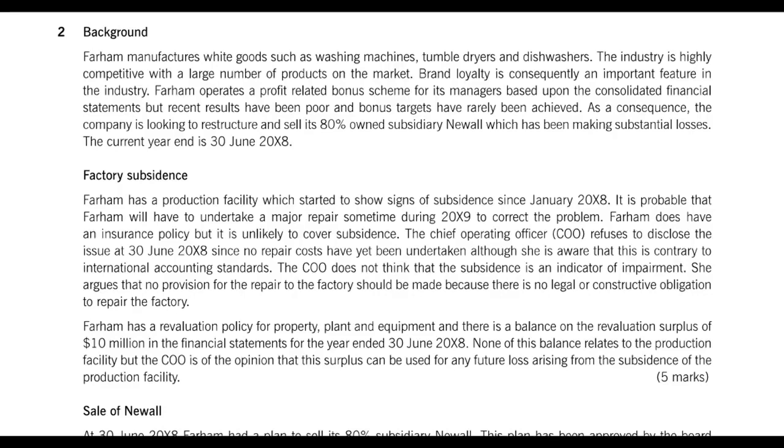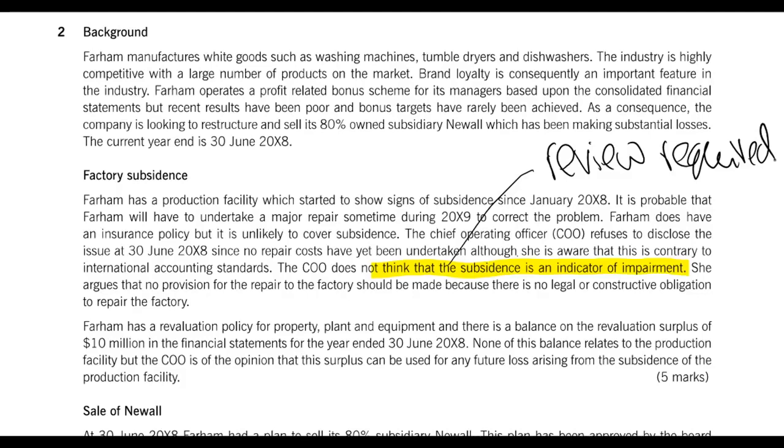Now, the Chief Operating Officer does not think subsidence is an indicator of impairment. Let me just pause for a minute here. Surely subsidence means the asset is damaged. If the asset is damaged, that is an absolute classic indicator of an impairment review. So we must do a review. So a review is required. The accounting treatment is wrong. The asset is going to have to be written down to its recoverable amount, and we're going to have to think about whether or not the production facility is part of a wider cash generating unit. So that's one issue. That's got to be worth a couple of marks.